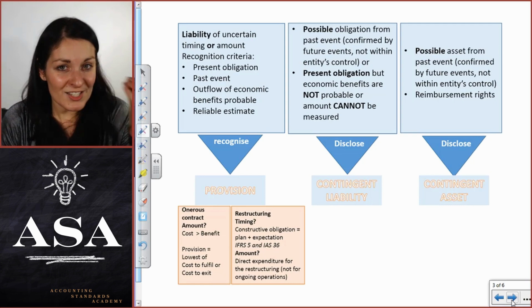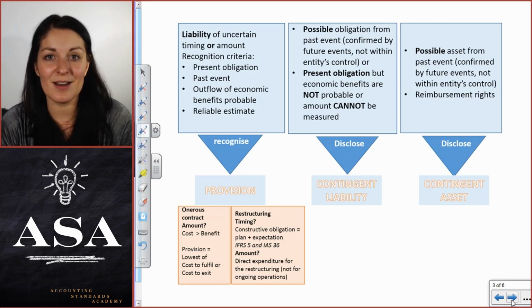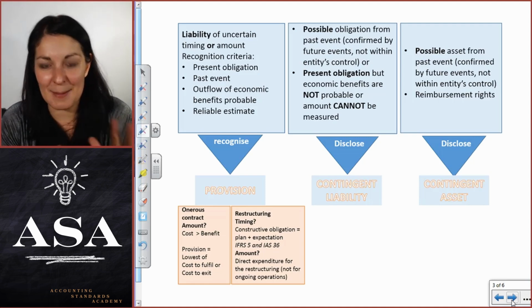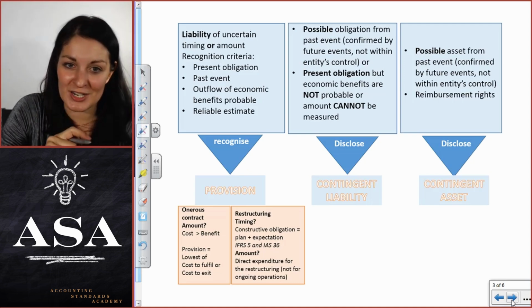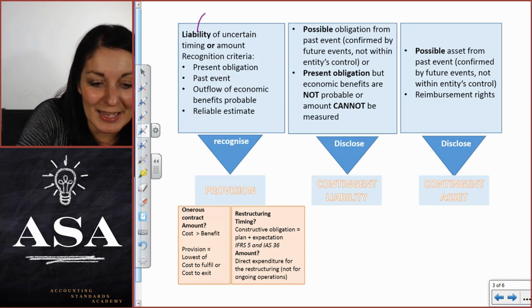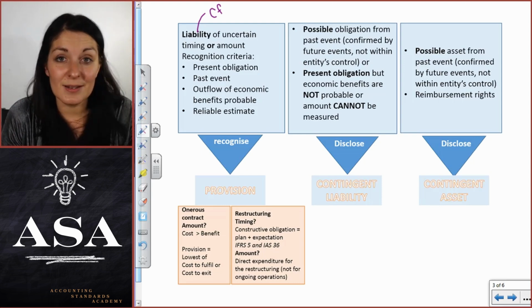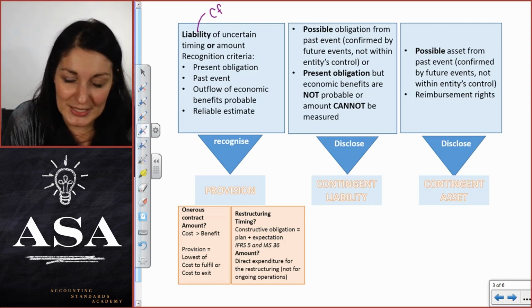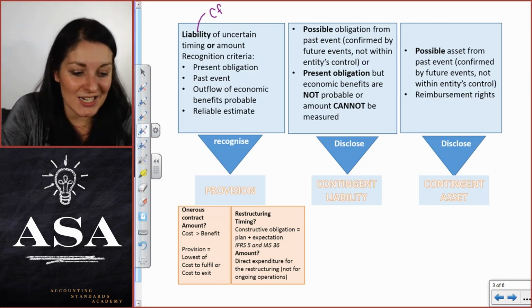Now, IAS 37 says that a provision is a liability of uncertain timing or amount. So it already identifies a provision as a liability. So it says, in essence to us, that, listen, a provision meets the definition of a liability as contained in our conceptual framework. Okay, so it is a present obligation as a result of a past event that will lead to the transfer of economic resources. So there's no question mark around a liability.